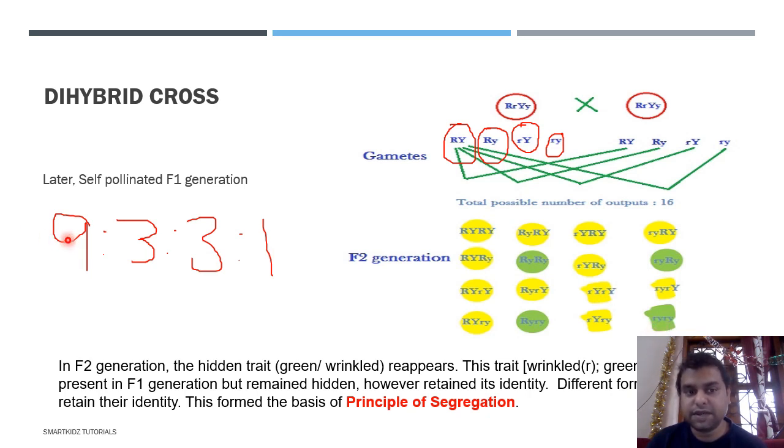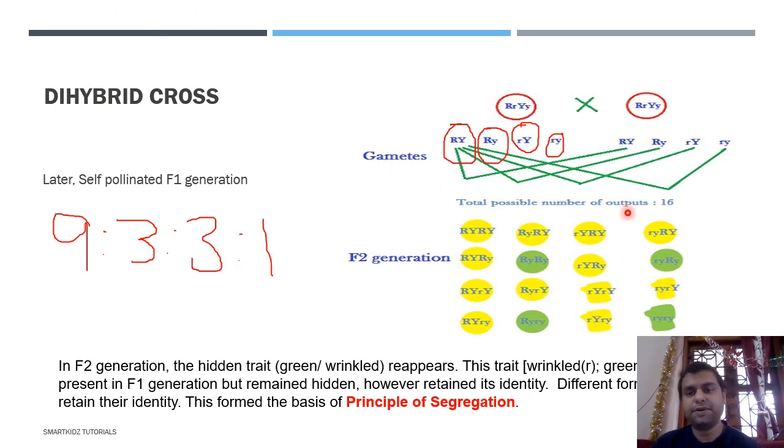So in the ratio of 9 is to 3 is to 3 is to 1, a total of 16 outputs or 16 offspring are possible. If we add this, we should get 16. That would be 9 plus 3 is 12, 12 plus 3 is 15, 15 plus 1 is 16.